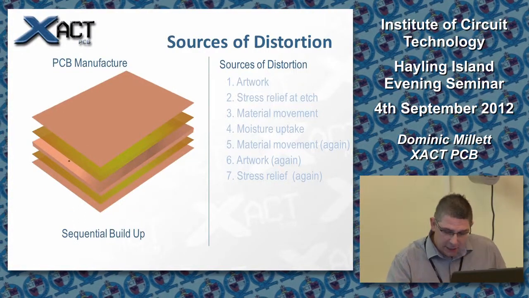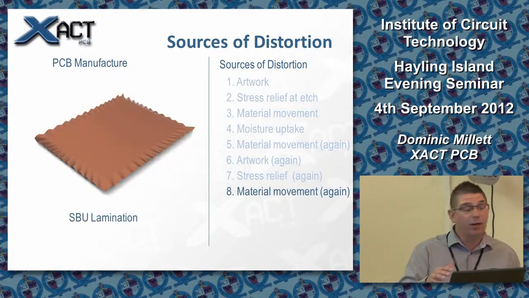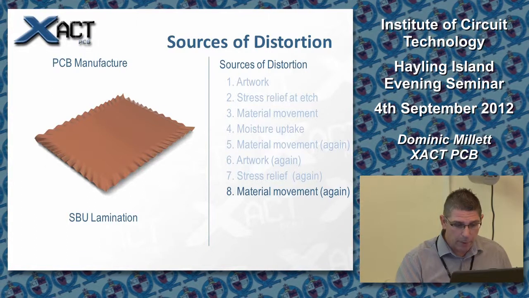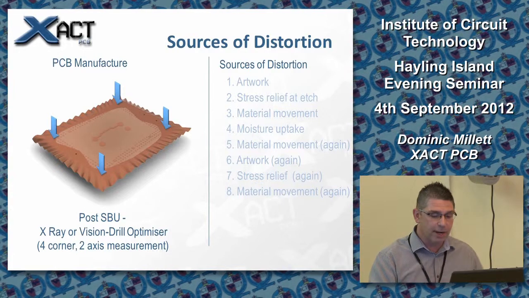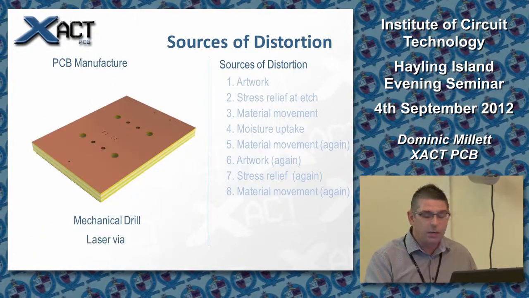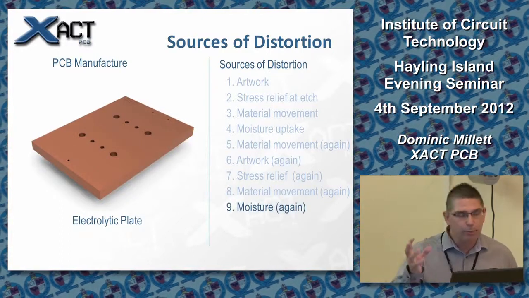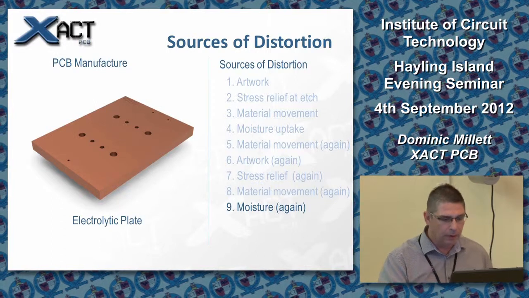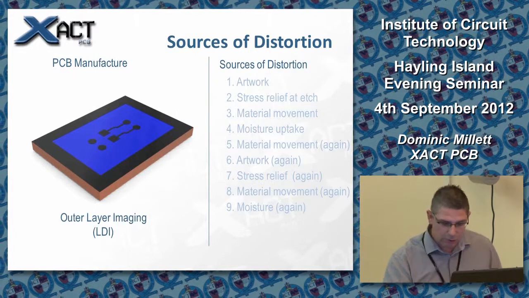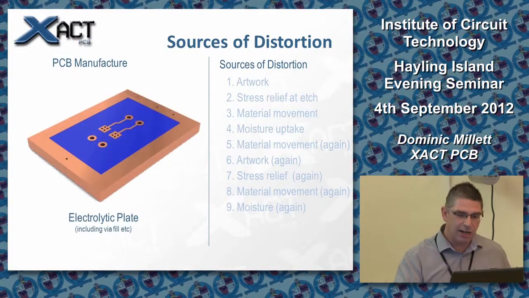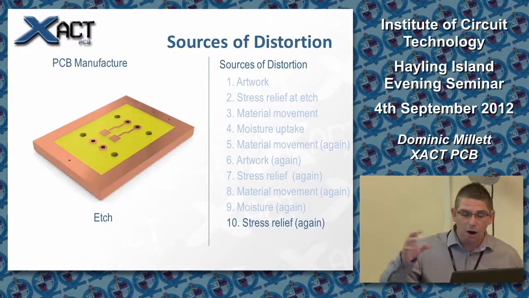Again, for the second stage bond, the layup, the lamination stage, the bond process, again, material movement through that process. Measurement, tooling holes applied, mechanical drill again, or maybe laser drill. Again, chemical processes in the barrel of the hole. Again, moisture absorption. Outer layer imaging, LDI, or maybe an artwork. So again, artwork is being used. And so it goes on. Electrical plate, and again, another etch process. So yet more stress relief on the final biscuit.